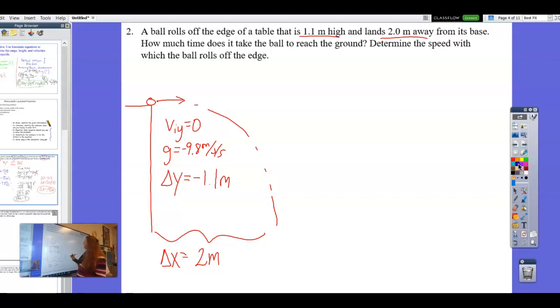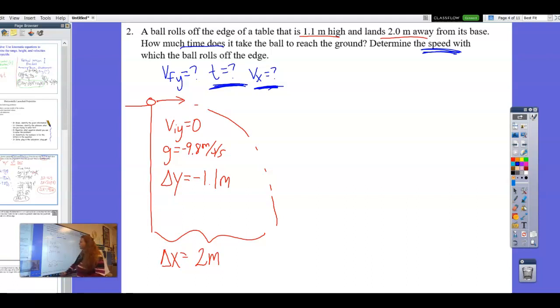Now we can list our unknown variables. I still don't know VFY. In the last problem we didn't need it, but I still need to write down what I don't know. I don't know time, and in this case, I do not know Vx. If you're not sure, make sure you have a list of all of these variables and you can easily figure out what you do know and what you don't know. So now we just need to figure out, well, what's the problem asking? How much time? So I'm going to have to find time here and determine the speed. I'm going to have to find Vx.